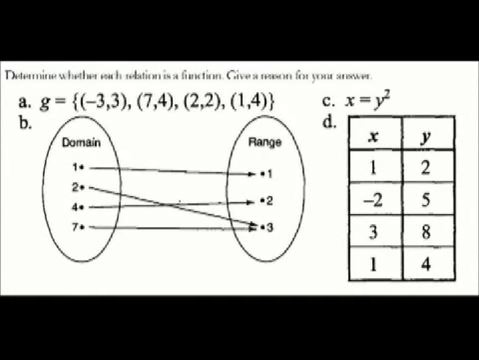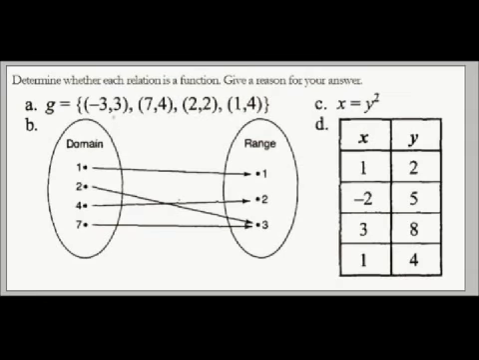Now I need you to apply what you've learned so far to a number of different examples. Take your time and decide which of these relations is a function. Click pause now until you're done. Okay, let's look at them one at a time. So in A, it looks like 7 maps to 4 and 1 maps to 4, and if you remember, that's okay. Two different people can have the same age.